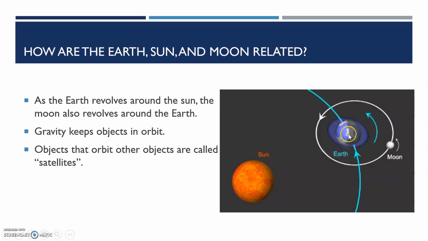So we know that it takes the Earth 365 days to go all the way around from one position back to that same position. While that is occurring, the Moon is also revolving around the Earth. And the reason both of those things occur is because of gravity. The gravity keeps both objects in orbit.